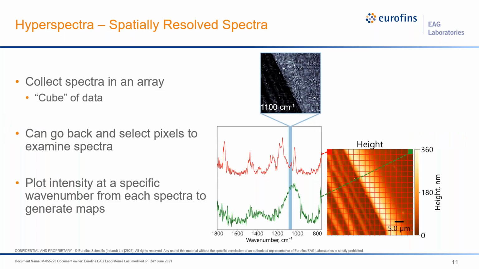There's a couple of other more advanced types of data that you can get within AFM or nanoIR. One of them is hyperspectra, where essentially you're doing spatially resolved spectra by collecting them in an array. And essentially what you have is a cube of data where each one of those pixels is a full spectrum. So what you can do is go back and select specific pixels and look at the entire spectra at that region or at that feature. Or you can take a single wave number and slice across all of the pixels to reconstruct essentially a chemical map.